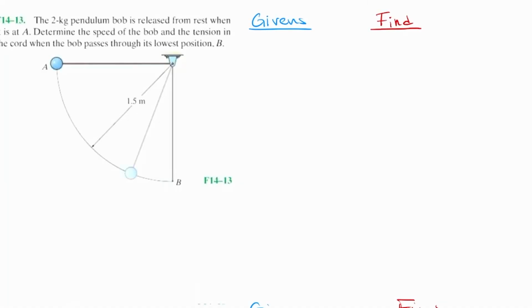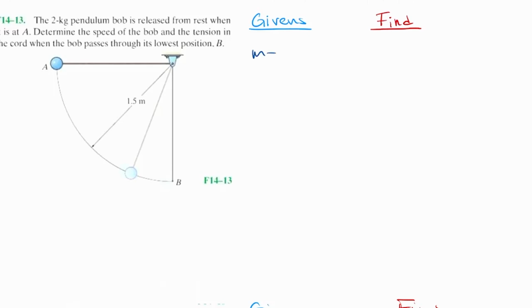Okay, so now we have a problem dealing with a pendulum for the conservation of energy. Notice that we have this 2 kilogram pendulum bulb released from rest when it is at A. Notice A is high above. Determine the speed of the bulb and the tension in the cord when the bulb passes through its lowest point at B.